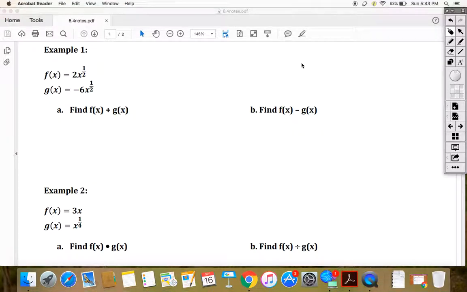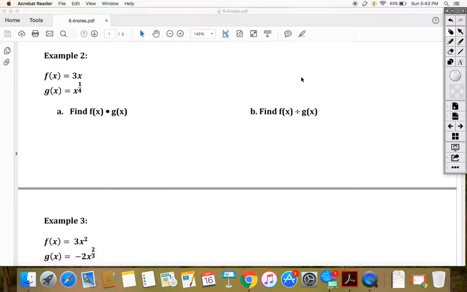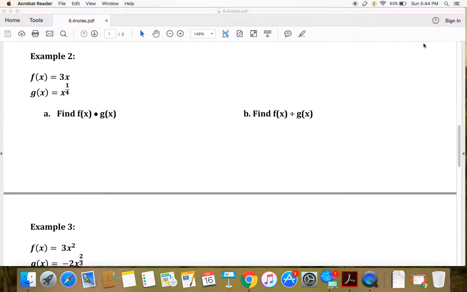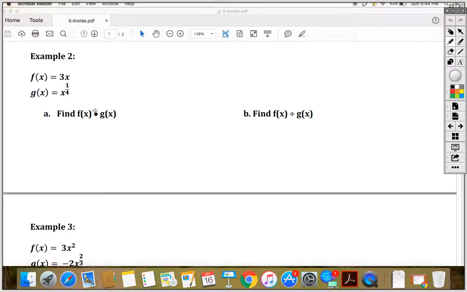Okay, example 2. My functions are f of x equals 3x and g of x equals x to the 1/4 power. First, they want me to find f of x times g of x, so I'm going to multiply them together. So 3x times x to the 1/4 power. Now I'm multiplying. So now I'm going to keep in mind my rules or my properties for my exponents. When I'm multiplying, I add my exponents together.